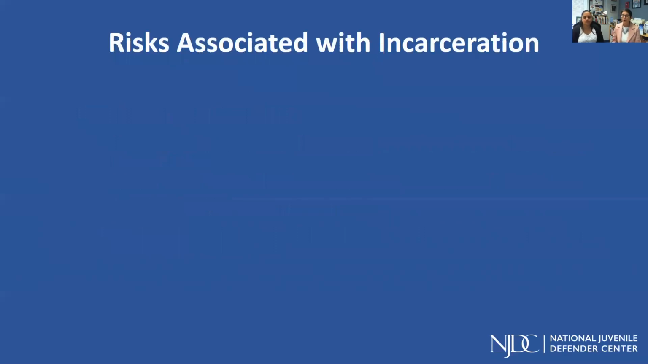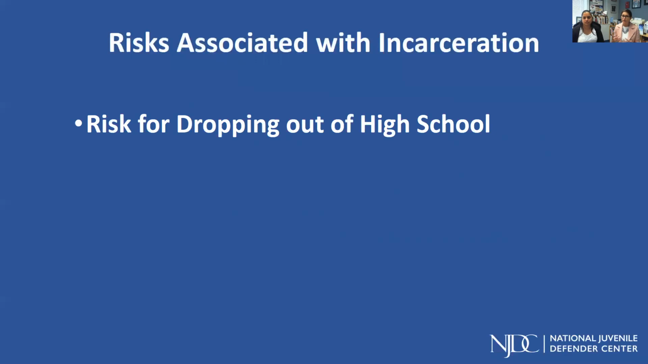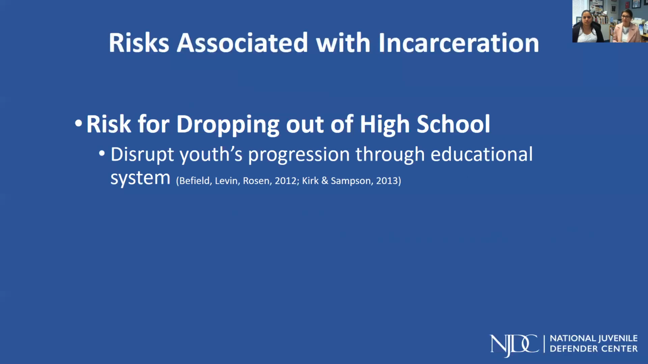Of course, we also see in the research that when we incarcerate youth or detain them pretrial, we increase their risk for dropping out of high school. We all know that education is a protective factor, and that when young people are succeeding in educational settings, it's less likely that they're going to come back into the courts. Well, research suggests that when the juvenile courts increase detention of young people, we decrease the likelihood that they're going to graduate. So we actually are derailing young people's education when we put them in facilities.